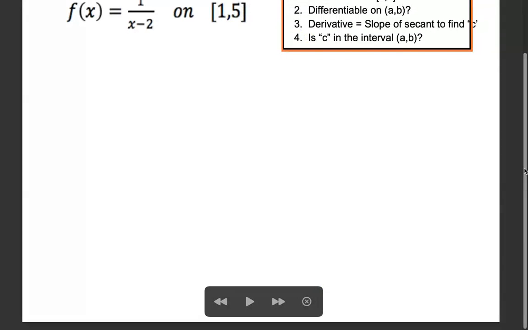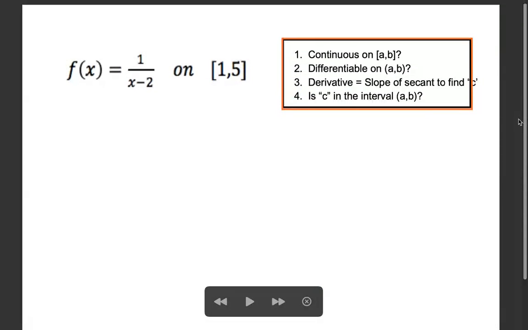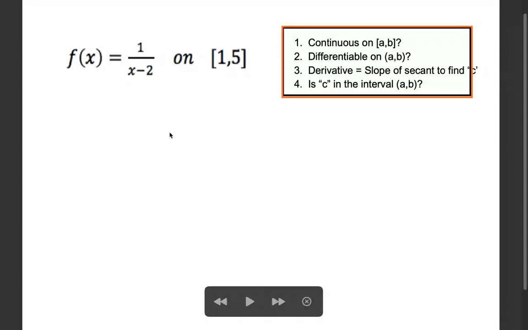So here's our next question. Same thing, this time we have a rational function, f(x) is equal to 1 over x minus 2. And hopefully you can look at this function and have a little bit of an idea of what it might look like based on your knowledge from other courses you might have taken. And we are going to see if the mean value theorem applies on the interval from 1 to 5.